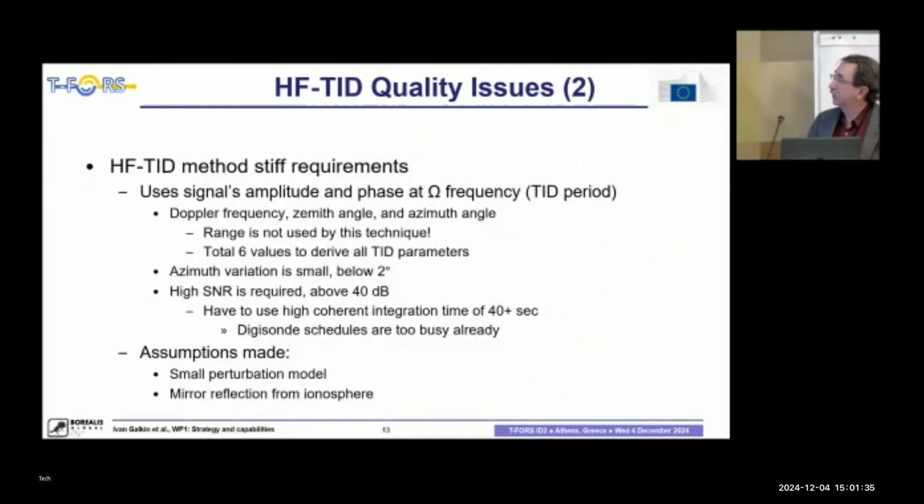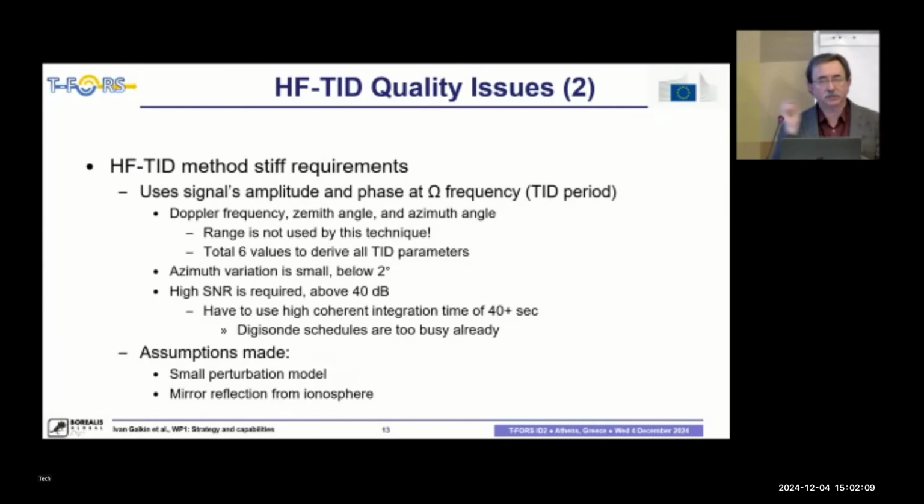Okay. Quality issues. The HF TID method requirements are very stiff. Yes, because of these 6 values used to derive all TID parameters, the technique uses Doppler frequencies, zenith angle, and azimuth. It does not use range or the group path length variation. It's a clear variation. You can see it's lovely and everything.